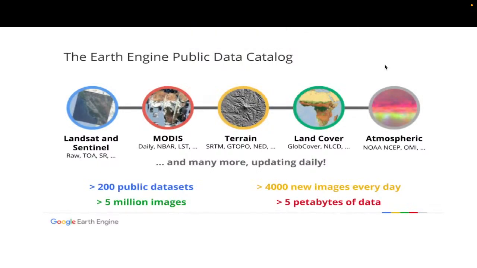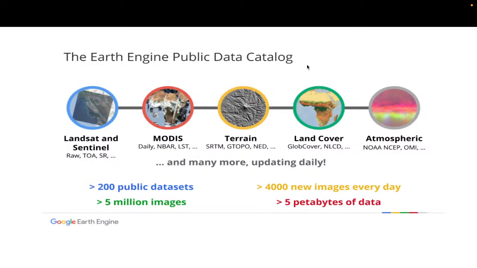We already know that Google Earth Engine is a totally cloud-based platform. When you are using Google Earth Engine, you don't need to download any kind of satellite imagery, because we can easily access all of the satellite imagery from the Earth Engine public data catalog, which stores different types of satellite imagery.